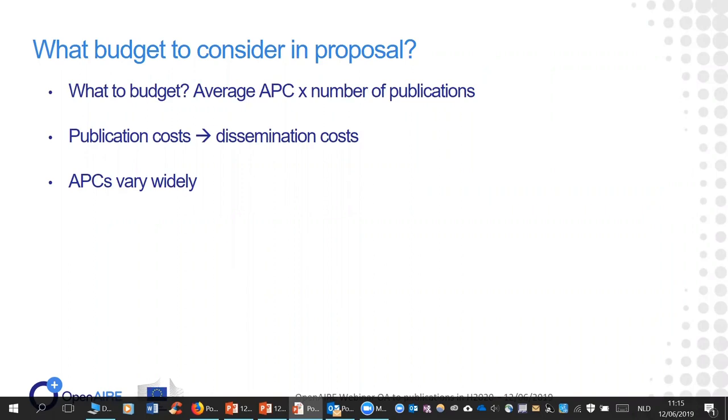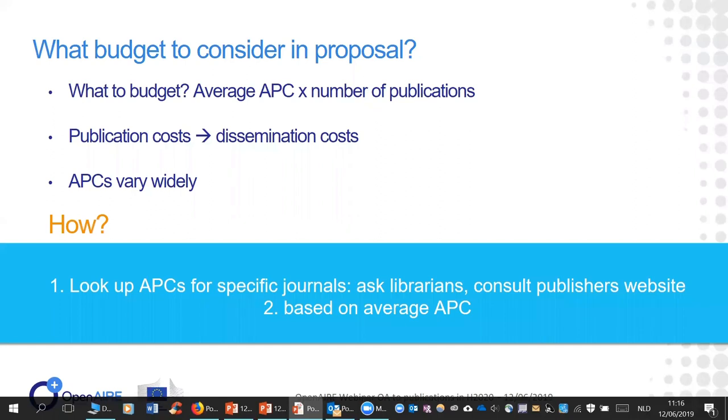So how to budget? Well, a simple calculation: you could take an average APC and multiply it by the number of publications you're planning to publish, and then take that number and put it as a dissemination cost. But APCs vary widely, and it's often hard to track what the APC might be, or what the average APC might be. You can look up specific journals if you already know where you want to publish. You can also ask your librarian if they have information, or you can consult the publisher website, or you can base your calculations on average APCs.